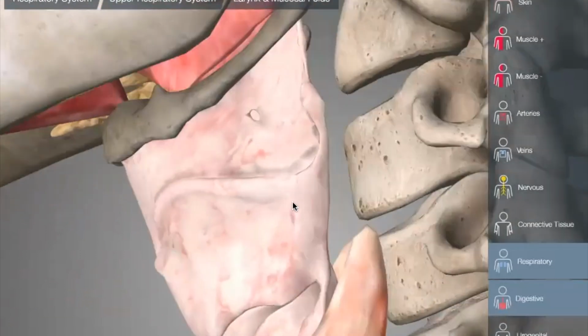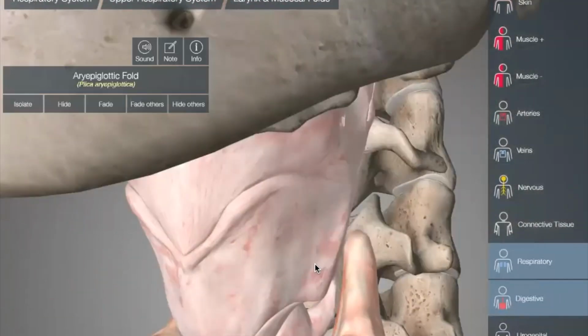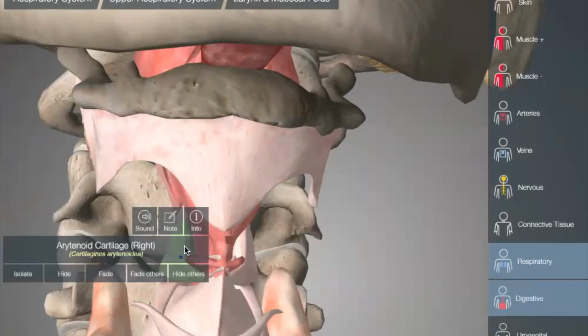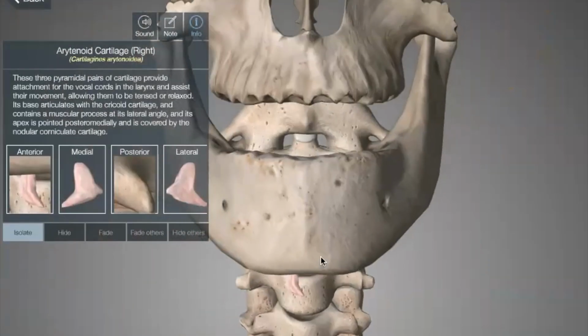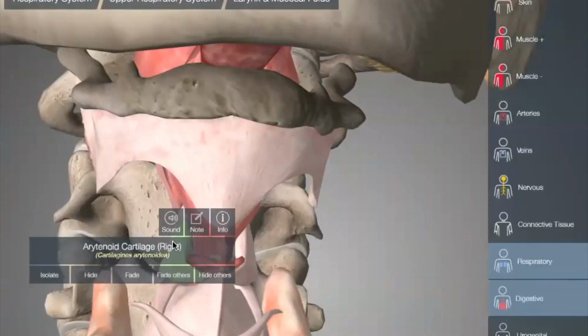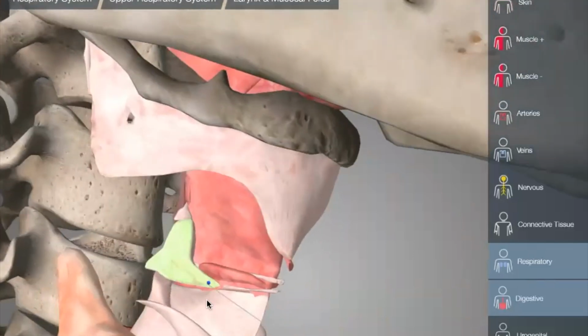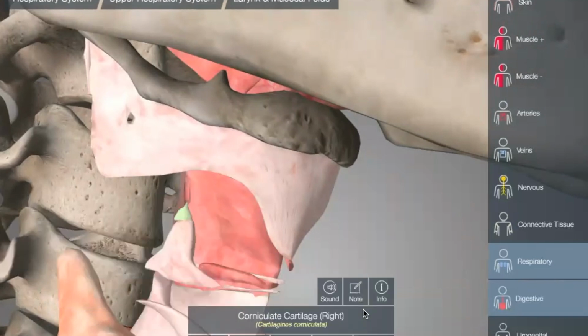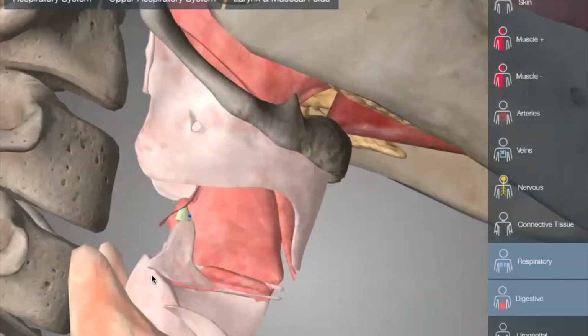Now, let's go back. I want to mention a couple of things about the arytenoid cartilage right here. You can see that the apex articulates with the corniculate cartilage. That's the apex of the arytenoid cartilage. The base articulates with the superior border of the cricoid cartilage.